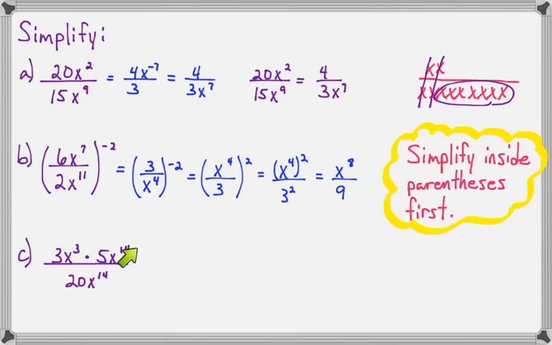I think I might combine this top together first. 3 times 5 is 15, and x to the 3rd times x to the 14th is x to the 17th. Then you've still got 20x to the 14th in the bottom. Now 15 over 20 reduces because both of those numbers can be divided by 5. It reduces to 3/4, and x to the 17th over x to the 14th. I have 3 extra x's in the top, so I'll have x to the 3rd in the top.